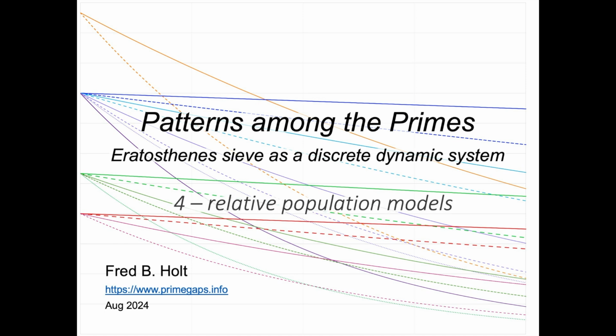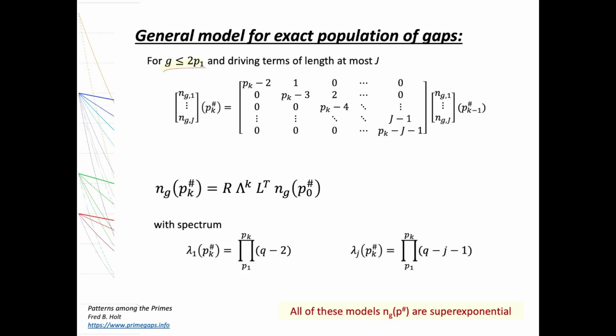Welcome. This is the fourth video in our study of Eratosthenes' sieve as a discrete dynamic system. In this video, we will now develop the relative population models across the various gaps in the cycle of gaps for Eratosthenes' sieve. We've seen to this point that we have a general model for the exact population of gaps.